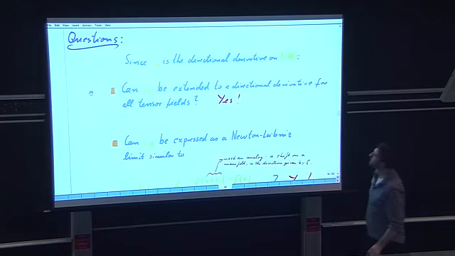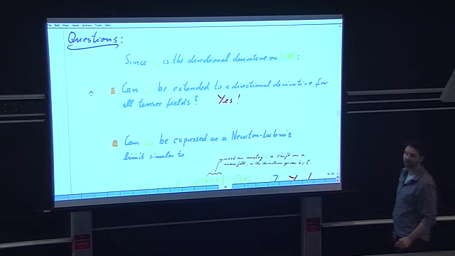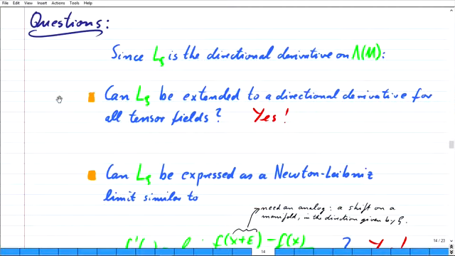Any questions so far? Because this is the Lie derivative on differential forms. If there are no further questions, then let's move on and see how we can generalize the Lie derivative to tensors in general, the general tensor fields. Okay, so we know the Lie derivative is the directional derivative on the Grassmann algebra of differential forms. Can we extend it to become a directional derivative on all tensor fields?